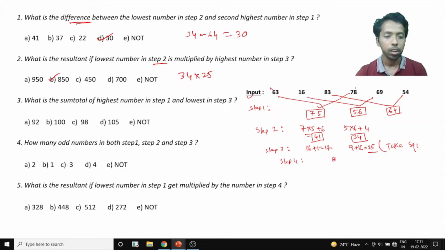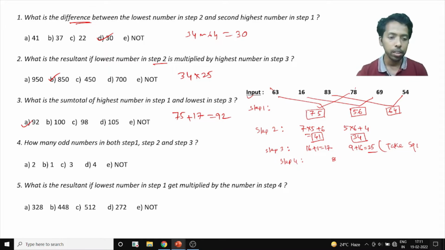So option B. What is the sum total of the highest number in step 1, that is 75, and the lowest number in step 3, that is 17? So this is 92. So option A, right? Easy one. Once you get the logic, the questions, whatever it's asked in respect of that particular, that's very, very simple. Okay. And this is a number based input output set. So once you get the logic, solving the set based question is not at all difficult.